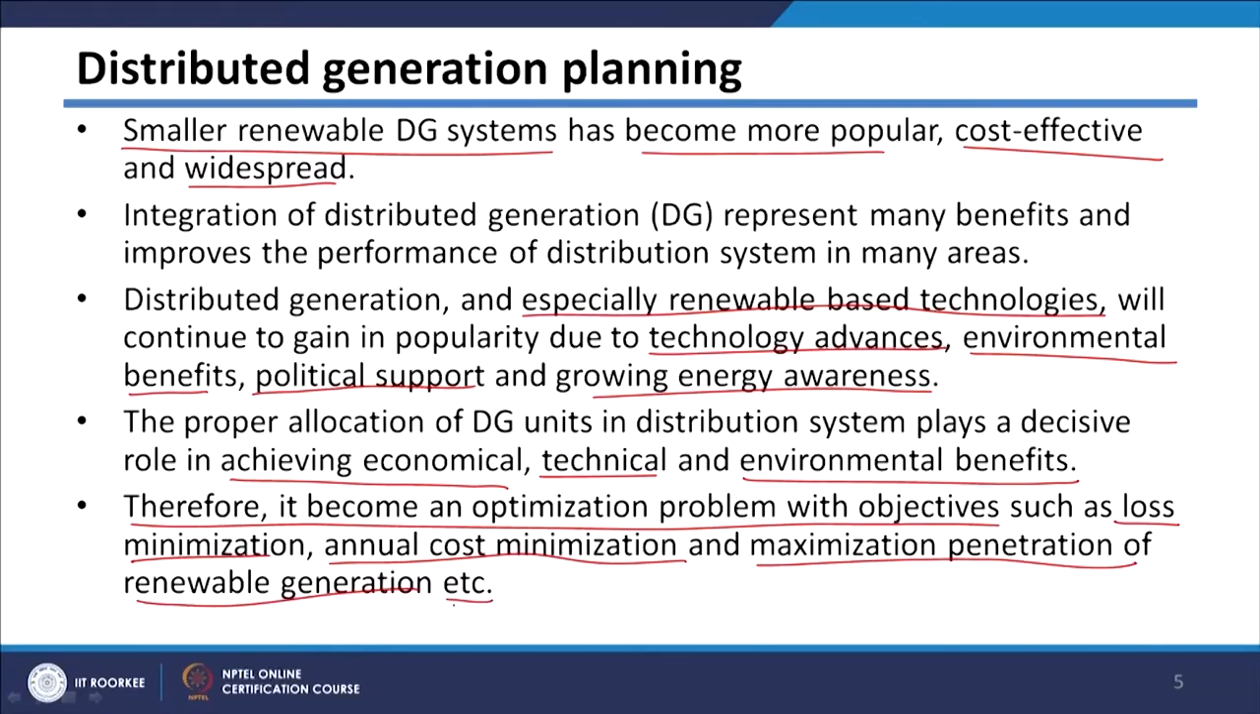As I told you, this becomes your optimization problem, that is, selecting the locations of distributed generation, and the size of these DGs becomes your optimization problem, and that can be solved to reduce the losses, minimize the overall cost of the operation of the distribution system, or to maximize the integration of renewable generation.